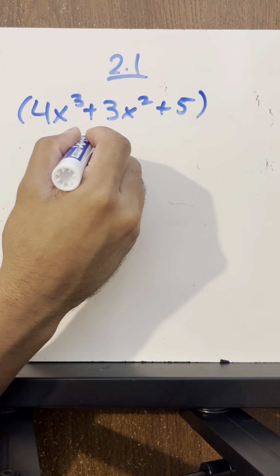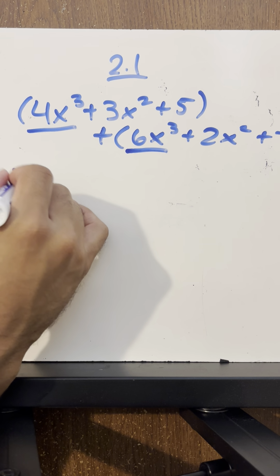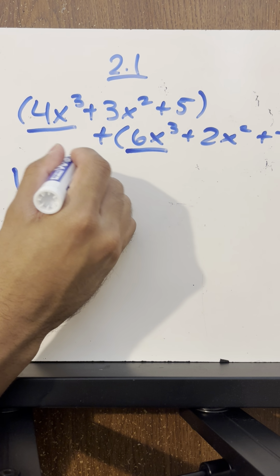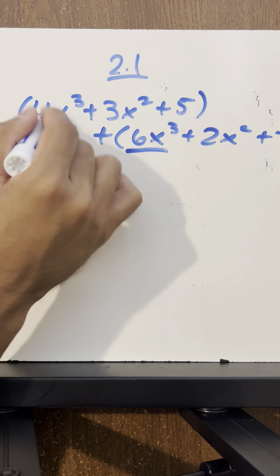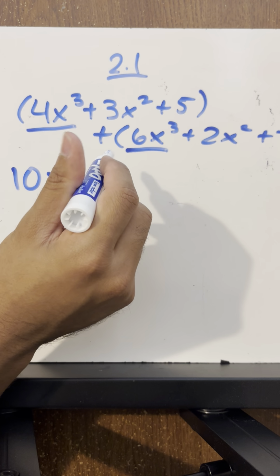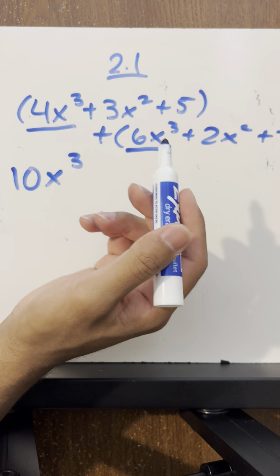So the exponent on this one is a 3. In this polynomial, do we see another one with 3? Yes, right? So we need to do 4 plus 6, which is 10. And we get 10x to the third, right? So we keep the x to the third the way it is, okay? Same way as if you were doing 6x plus 2x, right? We know that 6 plus 2 is 8x, okay?